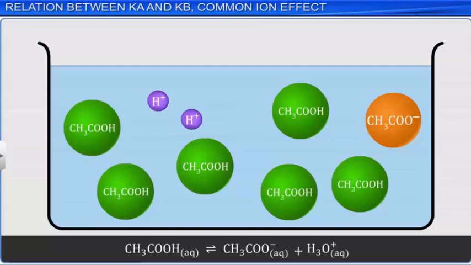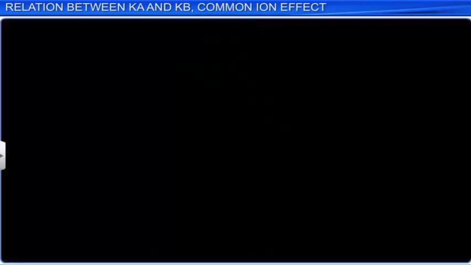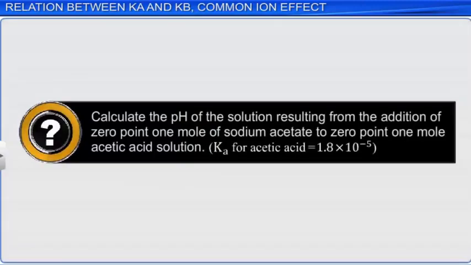You will learn how to evaluate the pH of the solution when an electrolyte containing a common ion is added to a weak acid or base through a problem. Calculate the pH of the solution resulting from the addition of 0.1 mole of sodium acetate to 0.1 mole acetic acid solution. Ka for acetic acid is equal to 1.8 × 10^-5.